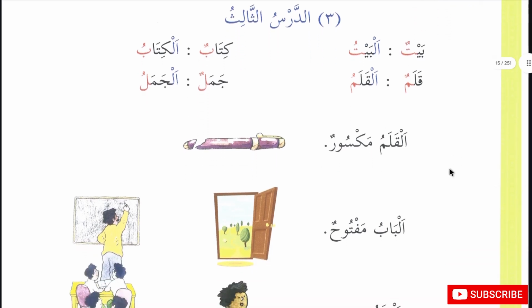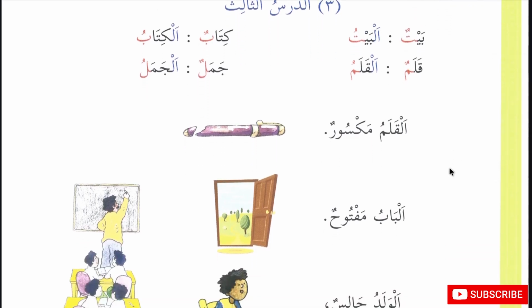Now here we'll make some practical sentences. So we cannot just say qalamun maksurun. That means a broken pen. To make this a sentence, we had to put alif lam to make the subject definite. So al-qalamu, and then this is the khabar, the news, like what about the pen. So al-qalamu maksurun, the pen is broken.